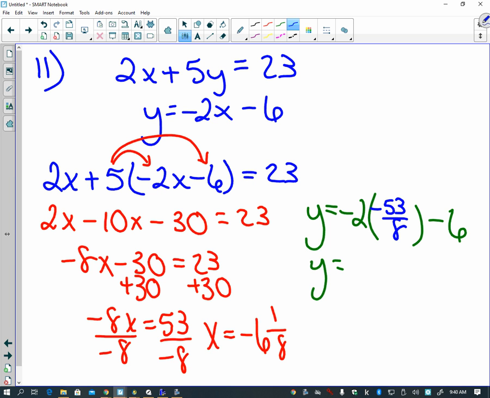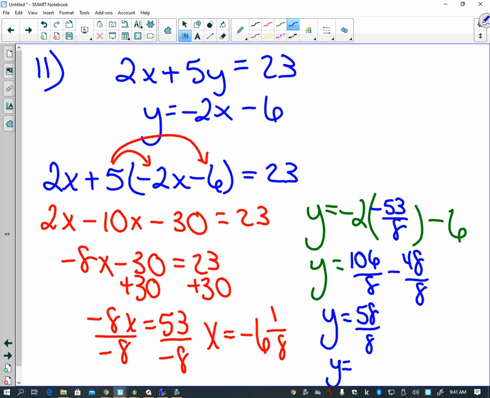Okay, what's negative 2 times negative 53? Would that be positive 106? 106/8, right? Minus, could I get a common denominator there? What's 6 times 8? 48, 48/8, right? So could I do 106 minus 48? 58, 58/8, which probably reduces, right? Those are both even numbers. 7 1/4. Okay.